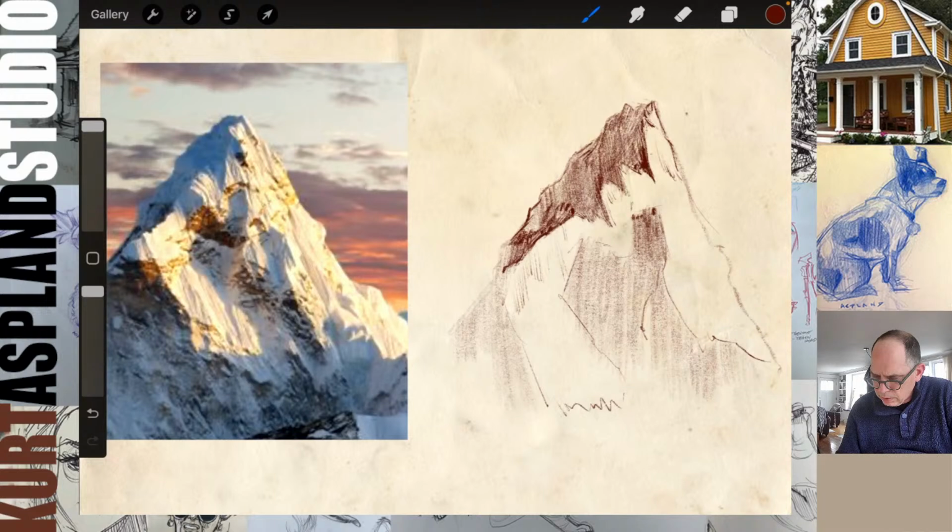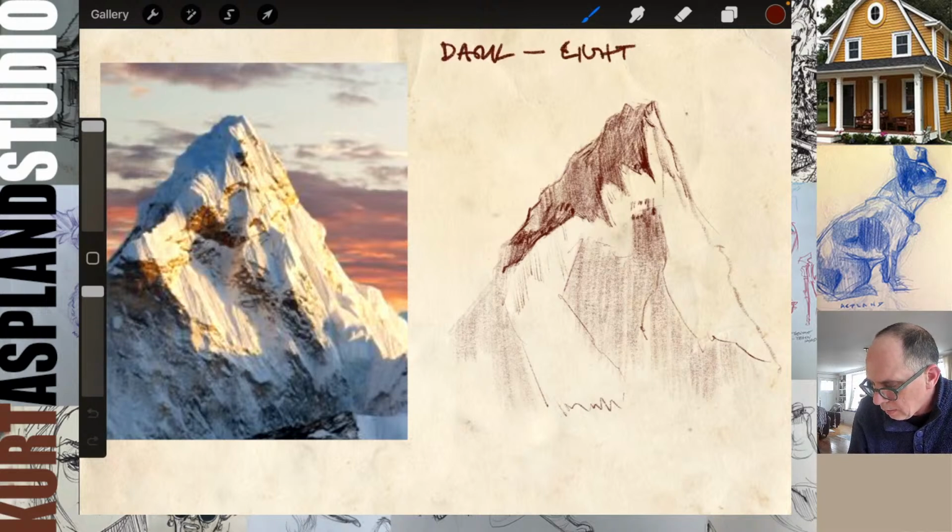Really looking closely at these rock surfaces, and as I'm putting my value down, I'm thinking, is this in the shadow or is this in light? Should this be dark or should this be light? Should this be medium? Those are the thoughts that are going through my mind. Should this be dark? Should it be light? Is it a soft edge or is it a hard edge? What's the surface?